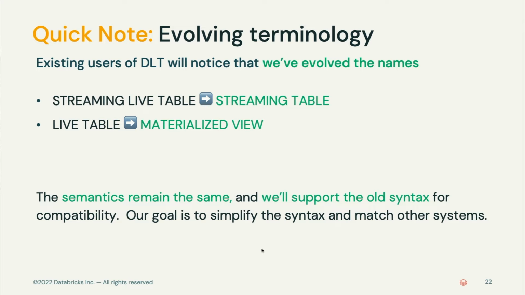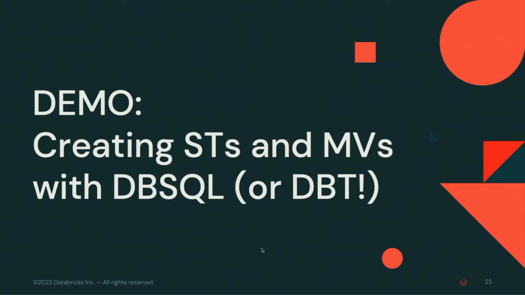Where did streaming live tables go? They didn't go anywhere. We're just unifying the terminology so that we use the same words across the entire Databricks product. A streaming live table is a streaming table. A live table is a materialized view. They have the exact same semantics. We will continue to support the old syntax forever, but we want to have one simple way to talk about this stuff across the entire lakehouse. Cool. And with that, I would like to bring up Franco, who's going to demonstrate creating MVs and STs with DB-SQL, and with a bonus, DBT as well.